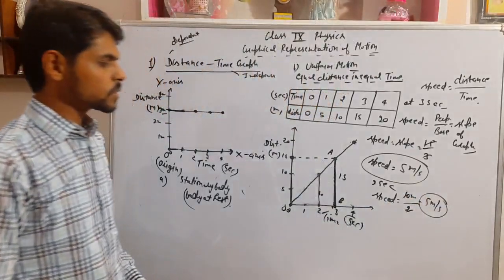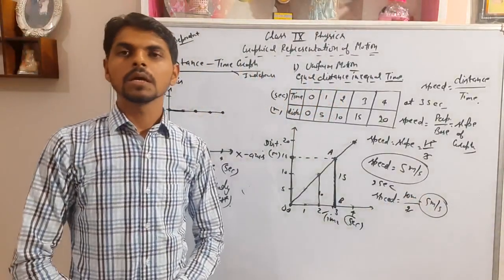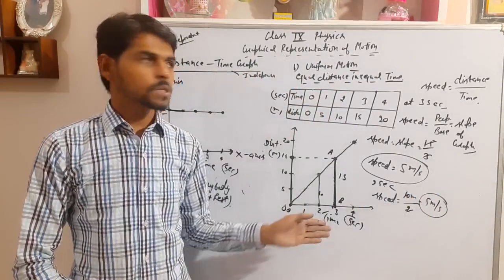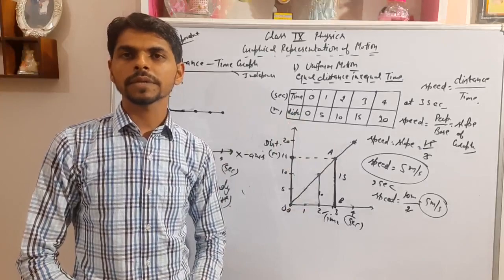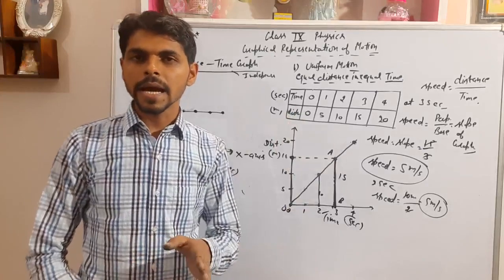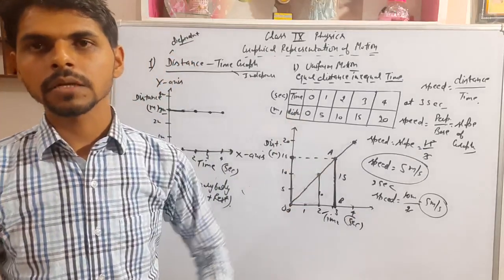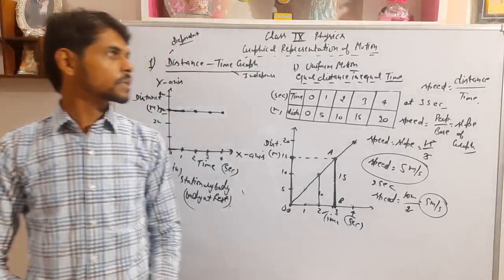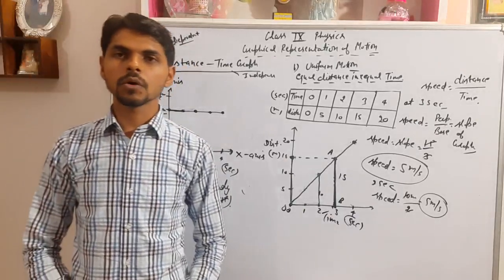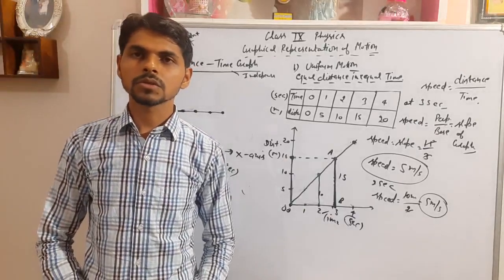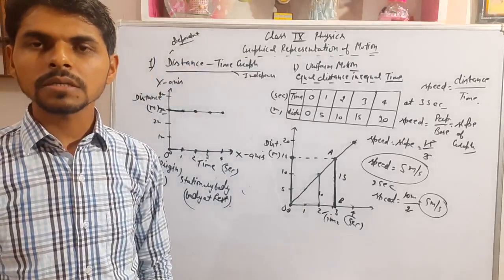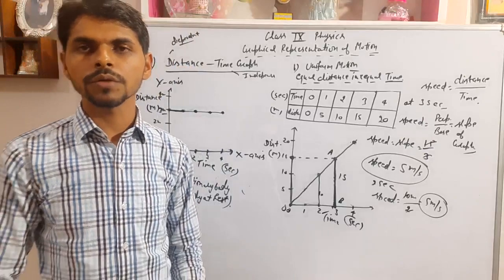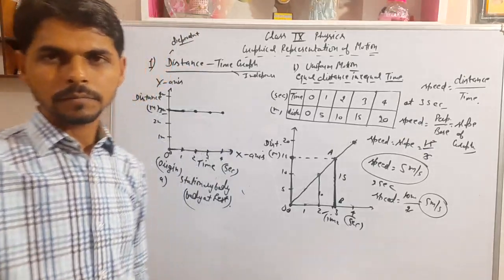So speed is also 5 meter per second at 2 seconds, because the motion is uniform. So speed will remain uniform, that is 5 meter per second at each and every second of this motion. So this is called uniform motion. If a body travels equal distance in equal intervals of time, that is called uniform motion.